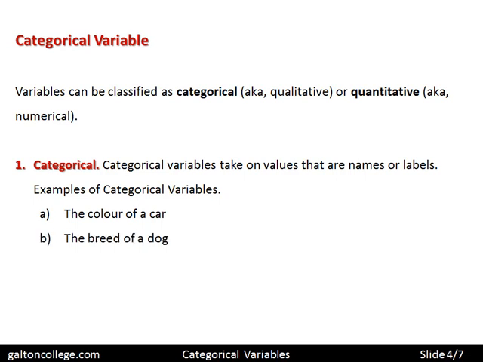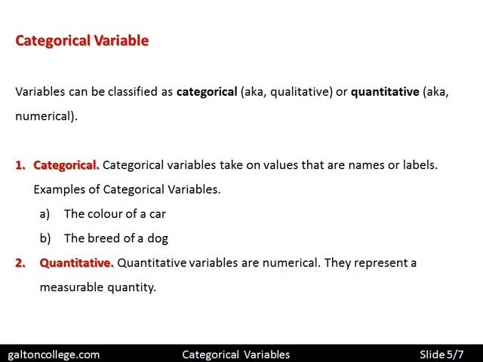For example, the breed of a dog. A dog could be a terrier or a greyhound or a German shepherd or a sheepdog, a poodle. So that's a categorical variable. It simply names the variable. So it's categorical. As I said, we can't work out averages or standard deviations, or do anything with it. We can't process that information. It's just the name. It's categorical.